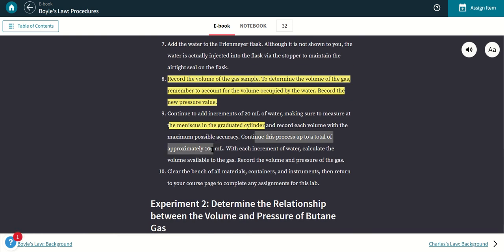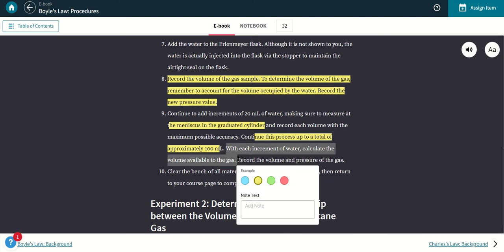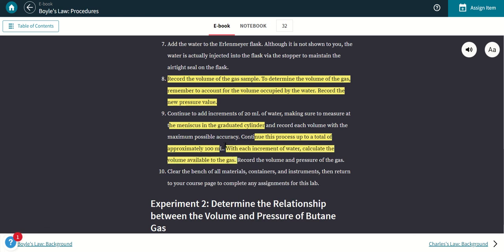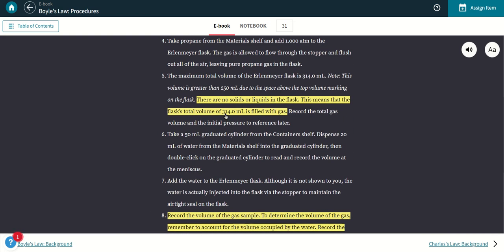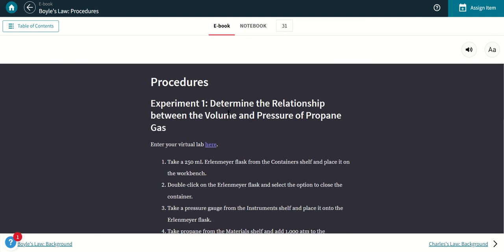And you're going to continue all the way up until 100 ml. Okay. And it tells you to record, with each increment of water, calculate the volume available to gas. So that's what I was mentioning: if we add in 20 ml of water, we are decreasing this 314 by 20. So basically, how much water you have, you subtract that from the 314 to get the volume of the gas. Okay, so once you read through the procedure, you go ahead and open up the lab.